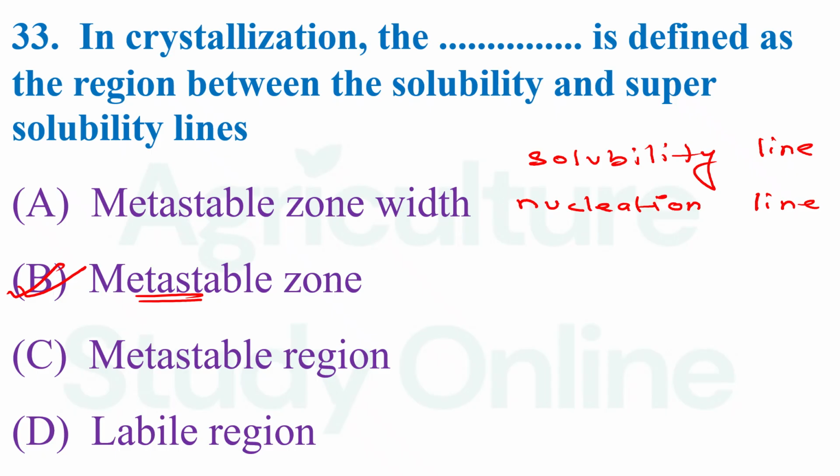Whereas metastable zone width refers to the distance between the two lines. And metastable region is similar wording to zone, but less precise. And labile region is the region above the supersolubility line, means more spontaneous nucleation occurs.